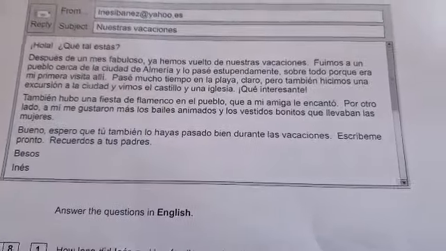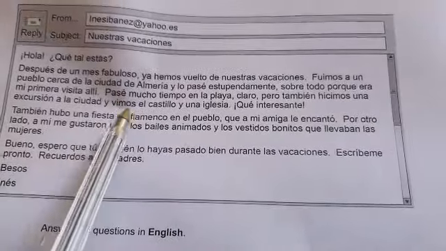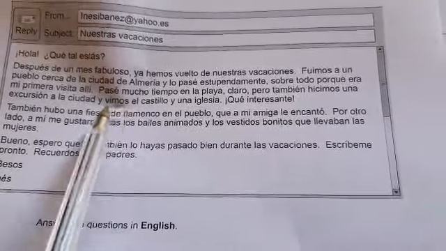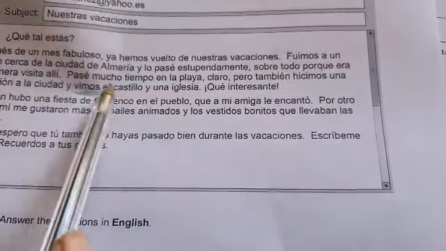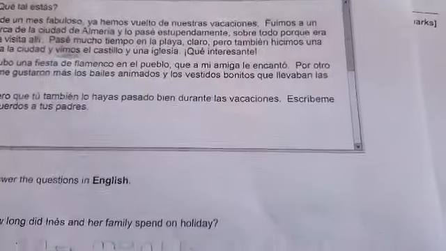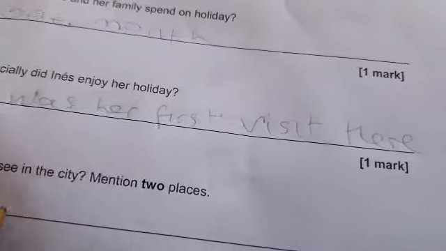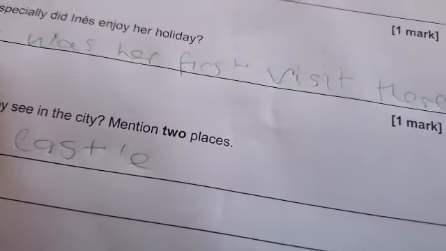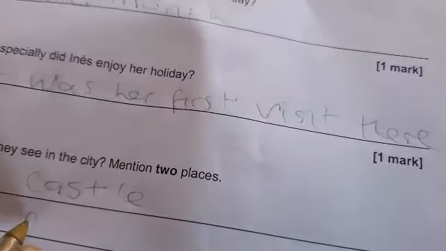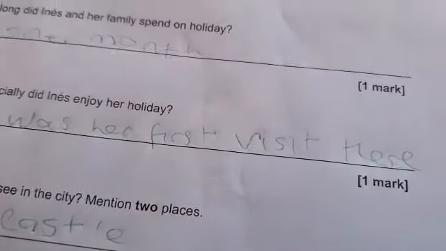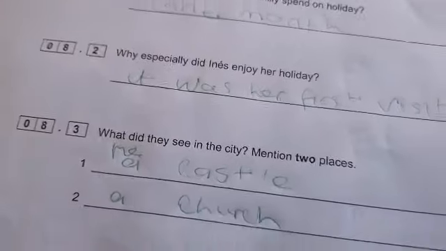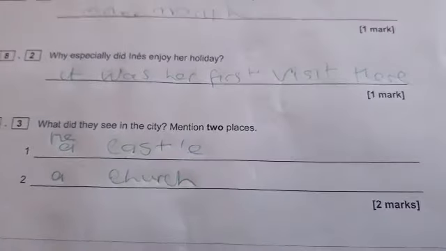So it's asking you, what did they see? You look for the verb to see, ver, in plural, vimos. If it was just me on my own, it'd be vi. Vi el castillo y una iglesia. So the castle and a church. So you're going to put a castle. Remember, it doesn't matter the order here. So a church and the castle is, I think it's the castle rather than a castle. Okay, so a castle or a church.